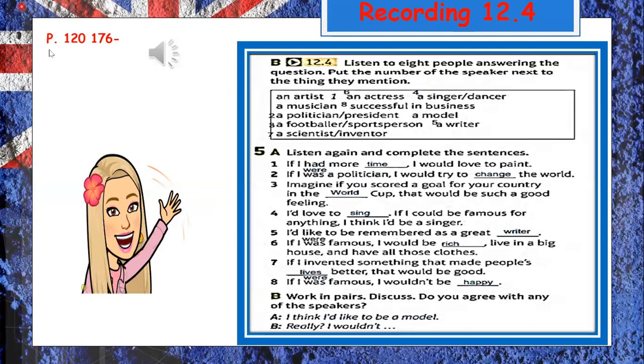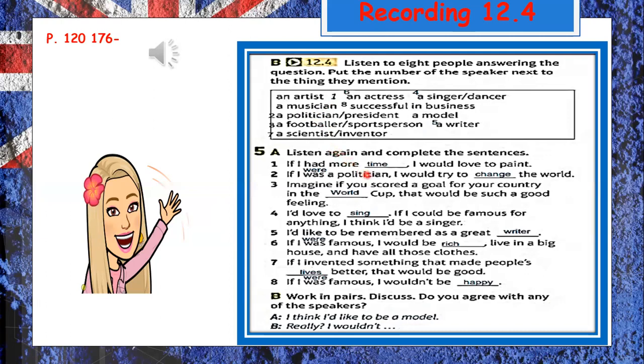All right, after listening to people talking about what they would like to be famous for, we need to put a number next to the word. Number one, an artist. Number two, a politician. Number three, a soccer player or a footballer. Number four, a singer or a dancer. Number five, a writer. Number six, an actress. Number seven, a scientist or inventor. And number eight, successful in business.